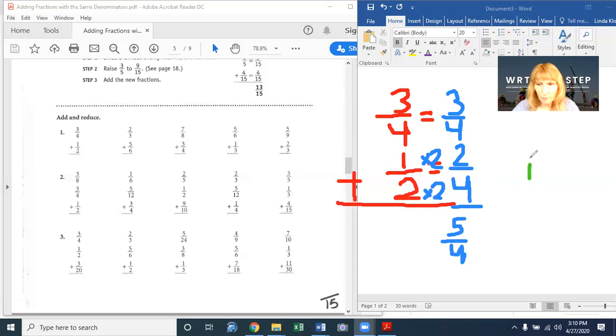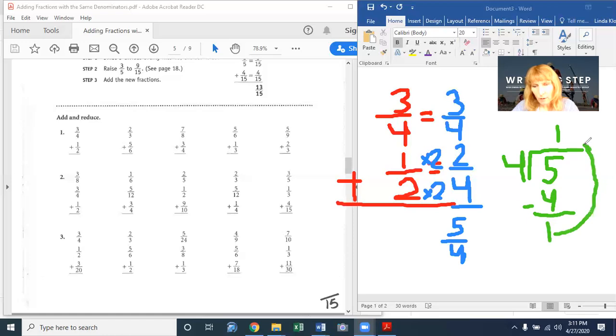The next step then would be to divide the 5. And as you get good at this, you can just do it in your head a lot of times. How many 4s go into 5? 1. 4 times 1 is 4. 5 minus 4 is 1. We're going to take the 1 up here and make that the numerator of our fraction. And the denominator will stay fourths. So the final answer then is 1 and 1/4. Let's go ahead and write that over here. 1 and 1/4.